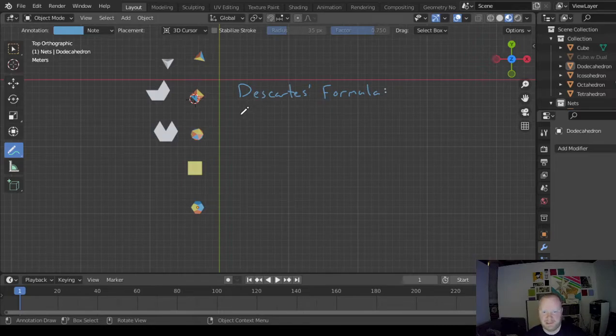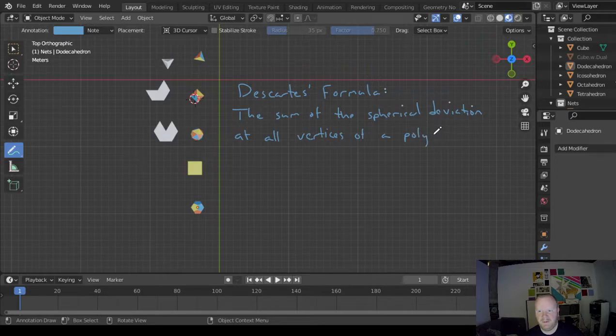So Descartes' formula says the sum of the spherical deviation at all vertices of a polyhedron is equal to 720 degrees.